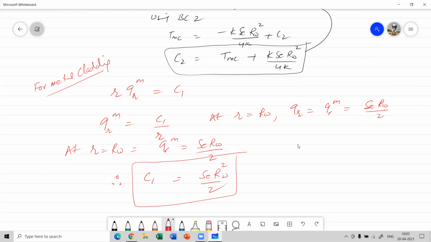Now, qrM is C1 by R, and if we substitute the value of C1 over here, qrM comes out to be Sc Rw square by 2r, with a small r.